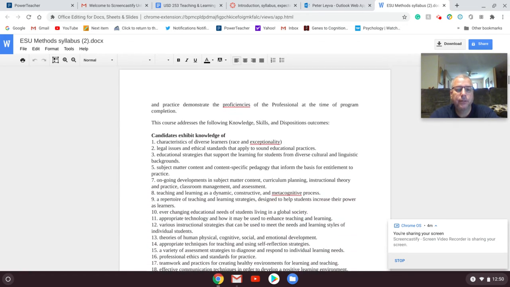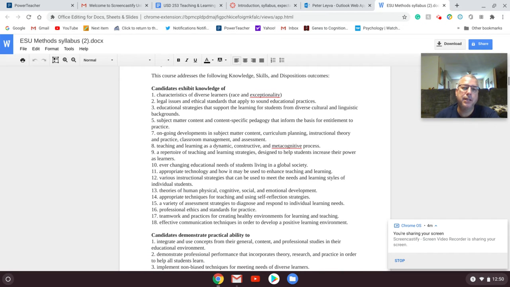Here are the standards. You can read through those later. Candidates exhibit knowledge of, and make sure we understand that we take into consideration everybody who comes into our classroom, whether they be poor, minority, and the type of demographics that you are working with, and be able to teach your students about other cultures, other societies, other races, and all sorts of things. Try to incorporate that into your lesson plans.